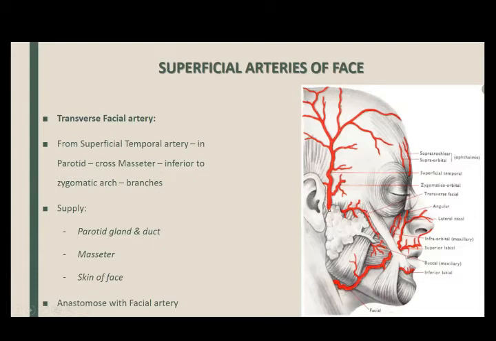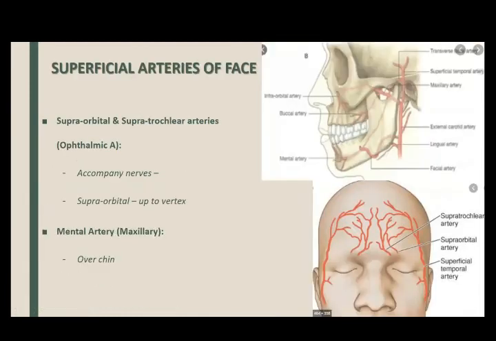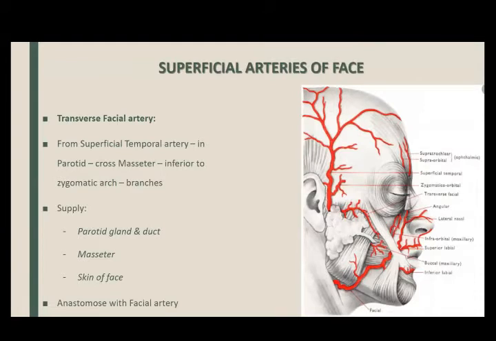Arising from the superficial temporal artery, we have this artery. This is the transverse facial artery. Okay? It arises within the substance of the parotid gland. So this is the parotid gland. Okay? This entire thing is the parotid gland and this is the parotid duct. This is the superficial temporal, and this is the transverse facial arising from it in the substance of the parotid gland. It crosses this muscle.